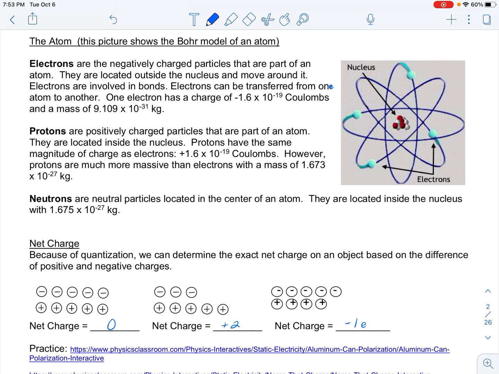Protons are positively charged particles that are part of an atom. They are also located in the nucleus. Protons have the same magnitude of charge as electrons. However, protons are much more massive than electrons, with a mass of 1.673 times 10 to the negative 27th kilograms. And finally, neutrons are neutral particles located at the center of an atom. They are located inside the nucleus with a mass of 1.675 times 10 to the negative 27th kilograms.